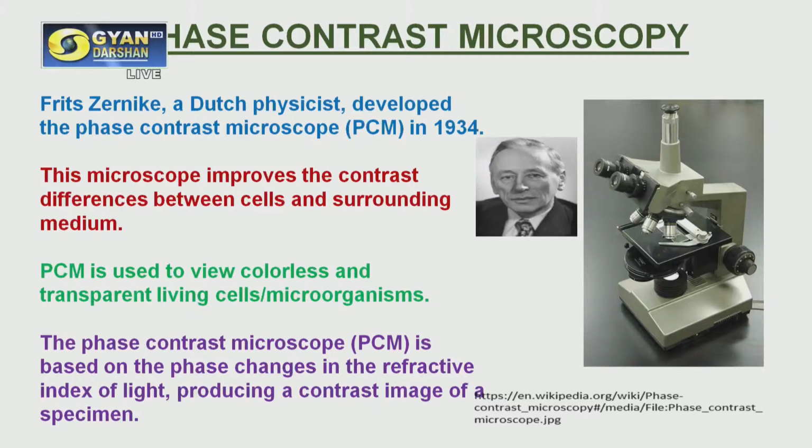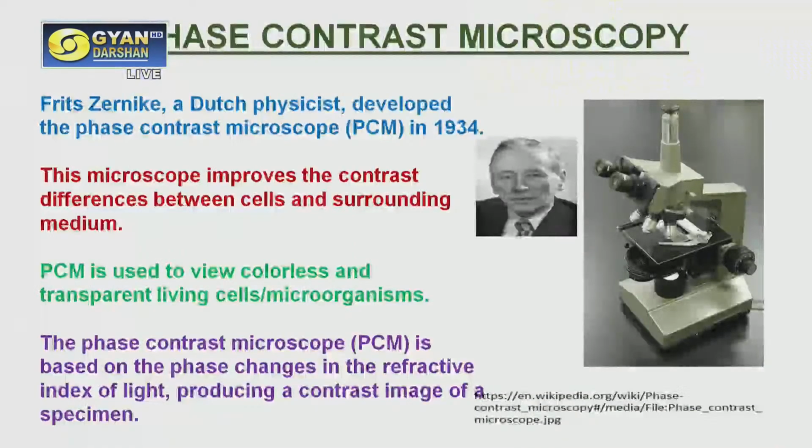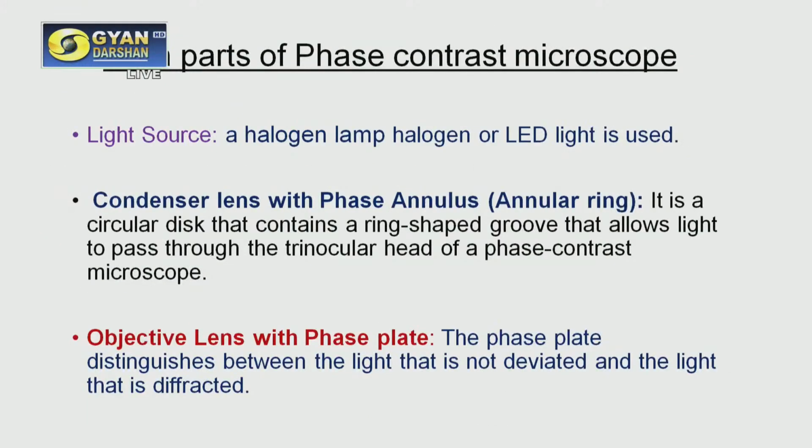Basically, contrast images are produced resulting from the differences between the cells and the surrounding medium. The phase contrast microscope is used to view colorless and transparent living cells or microorganisms. The most important thing is that we can visualize the biological entities in a living state. The phase contrast microscope is based on the phase changes in the refractive index of light, producing a contrast image of the specimen. What does it mean?